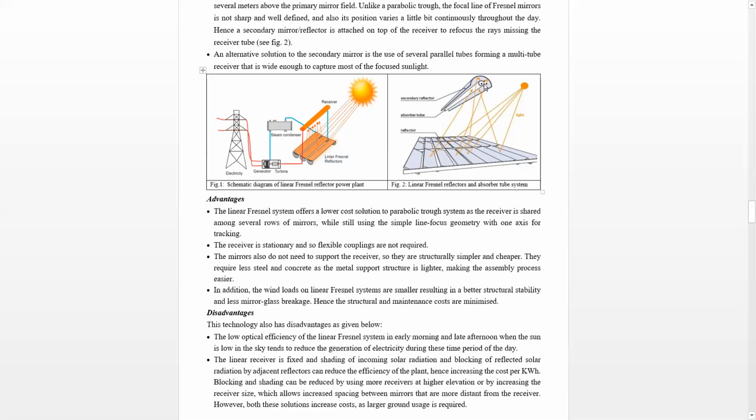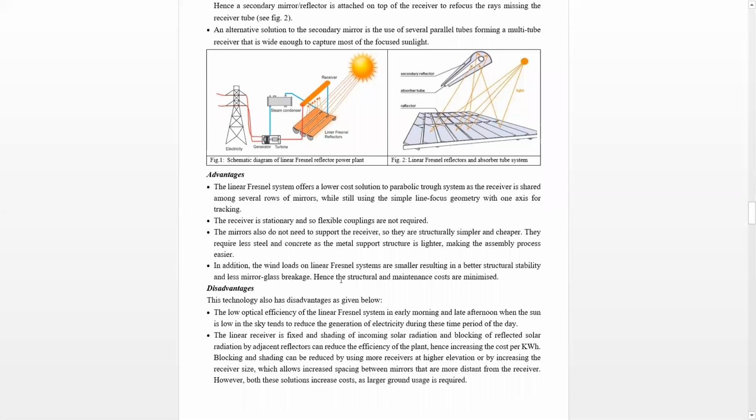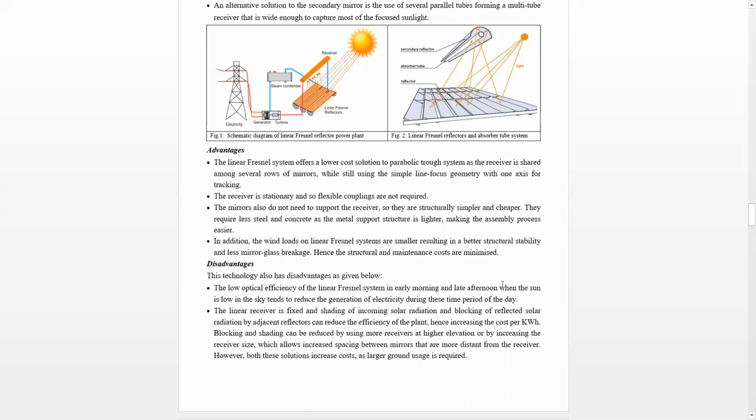So here in this case, this tube is supported at the ends from a different structure, right? Unlike the parabolic trough collector. So their structure is simple and cheaper. They require less steel and concrete as the metal support structure is lighter, making the assembly process easier. And fourth point is, in addition, the wind loads on linear Fresnel systems are smaller, resulting in better structural stability, less mirror glass breakage, and the structural maintenance costs are minimized. There is no need to elaborate further.